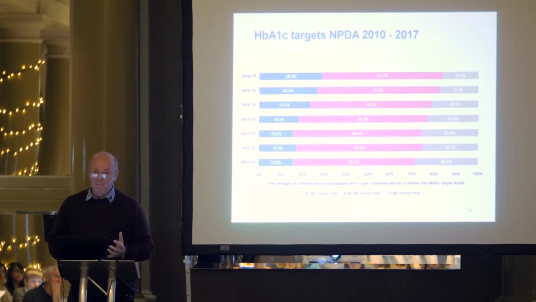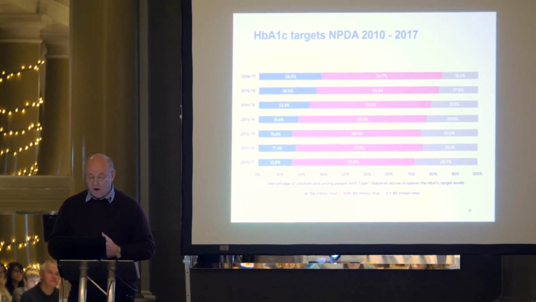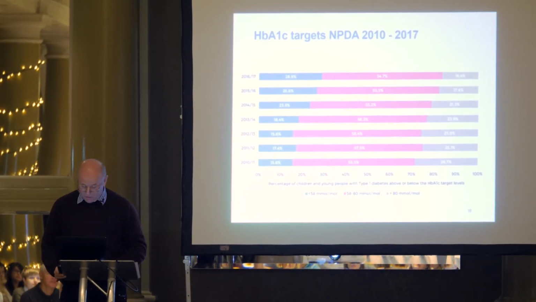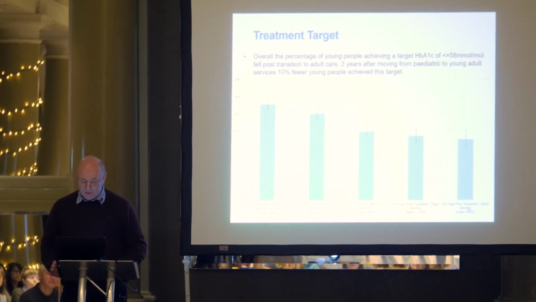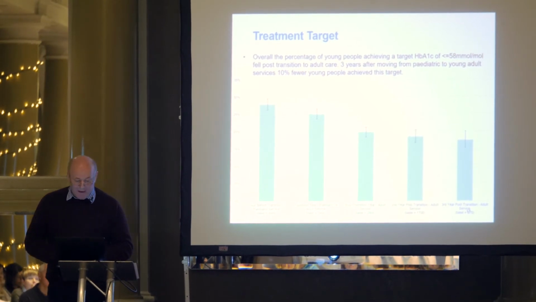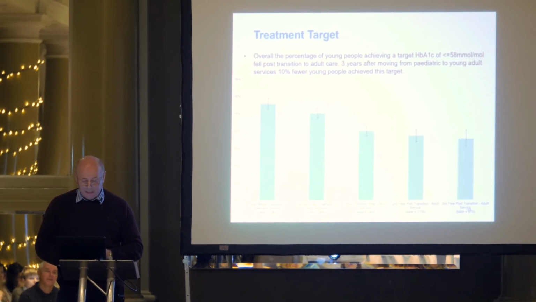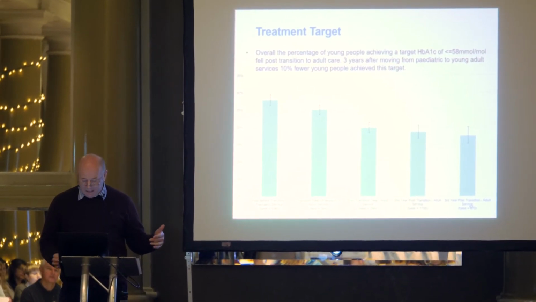There's been an almost doubling in children achieving an HbA1c less than 58, and almost halving of those with an HbA1c above 80. So that's all good news. But is that all in vain? Because what happens to them after they transition? So the bar on the far left is the year before transition, around about 28%, achieving HbA1c of 58. Falls a little bit in the year of transition, but then continues to fall. So less and less are achieving that.